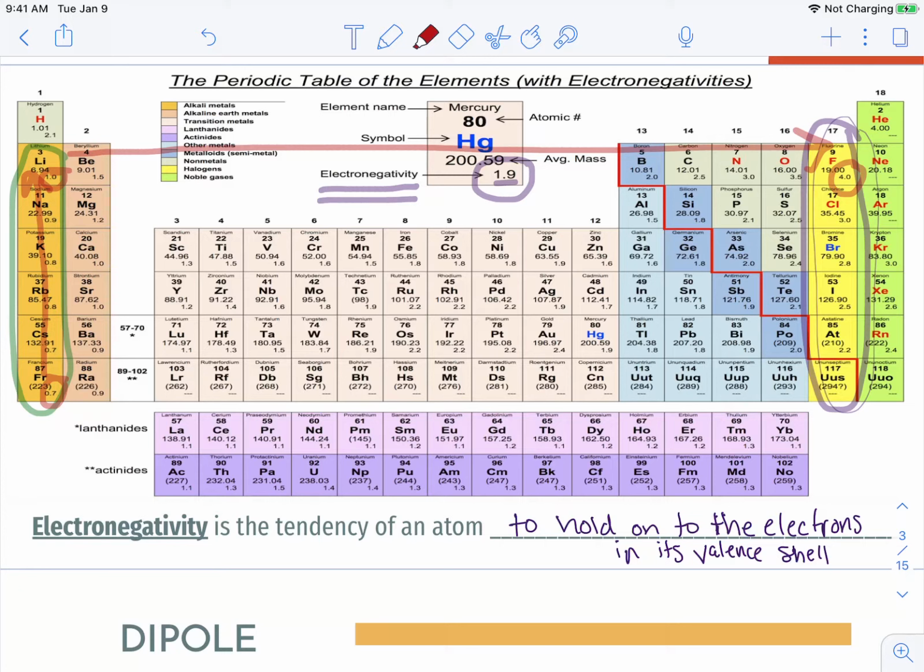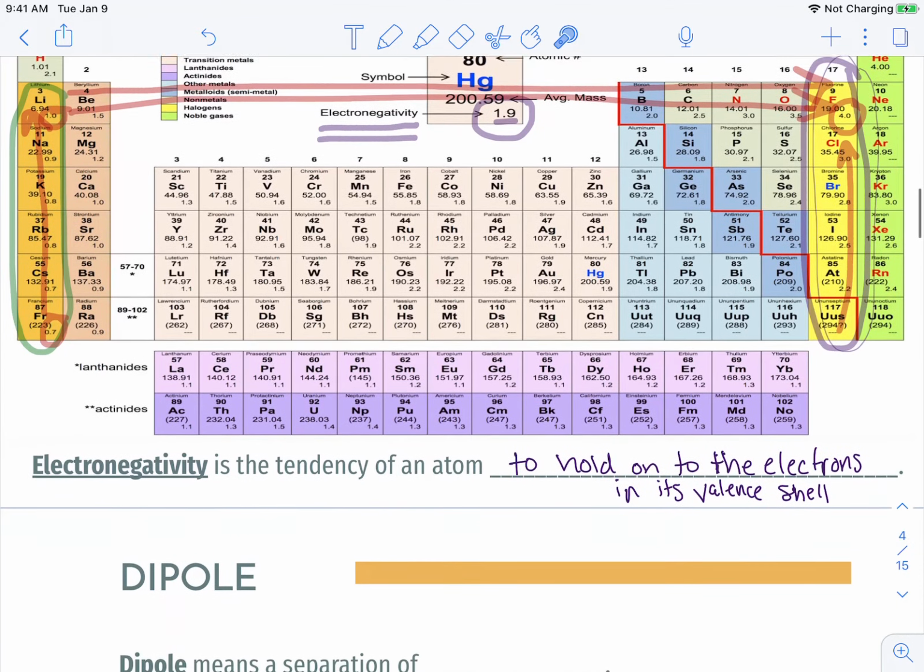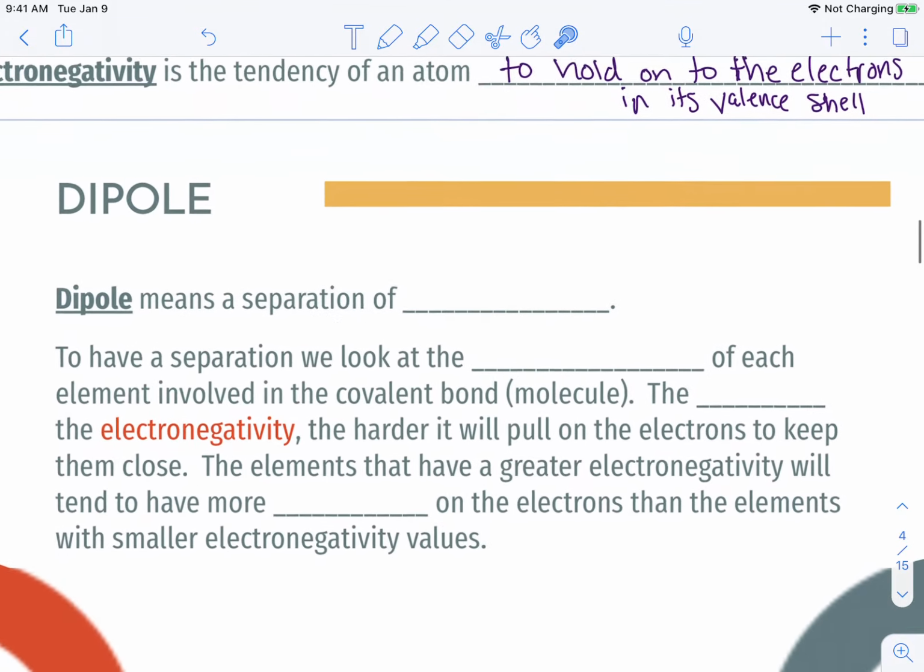So if I go up the periodic table, I increase in electronegativity. If I go to the right of the periodic table, I increase in electronegativity. So my strongest element in terms of electronegativity happens to be fluorine. So he's my biggest polar bear. All right, so keep these numbers in mind, the bottom right-hand corner, as we move on to the next part of the notes.